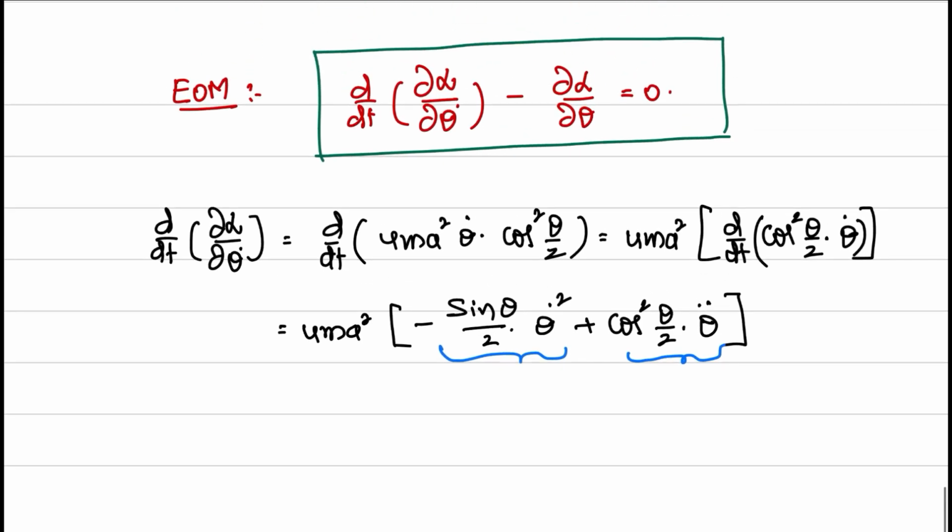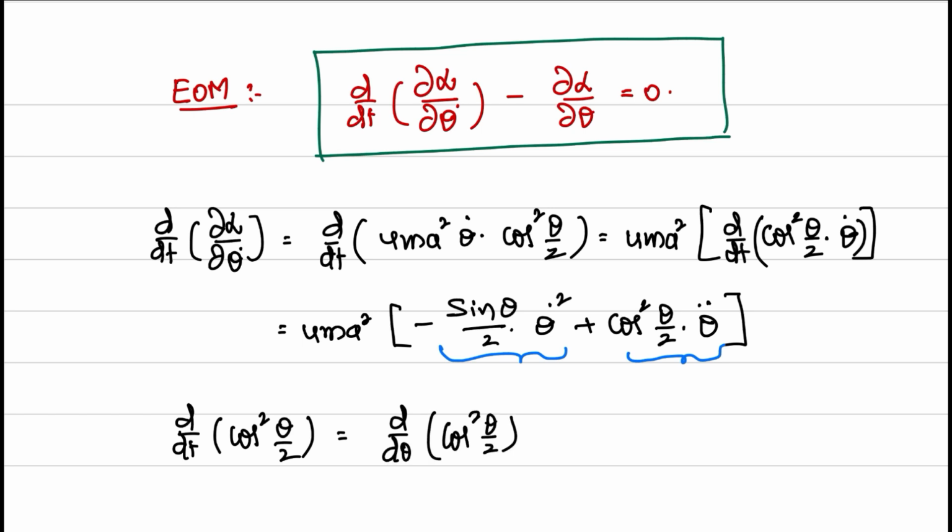For example, if you want to cross check, you can cross check. d/dt of, let us say first one, cos² θ/2. Here theta is a variable of time. This will be equal to d/dθ of cos² θ/2 into dθ/dt. That's what I told you earlier. d/dθ of cos² θ/2 will be minus sin θ/2.